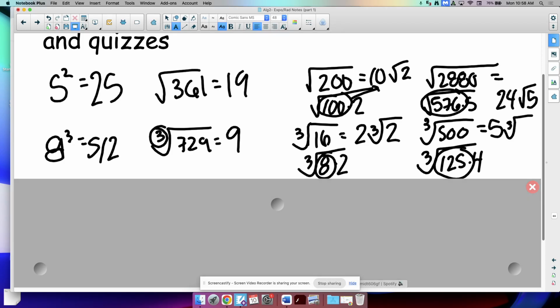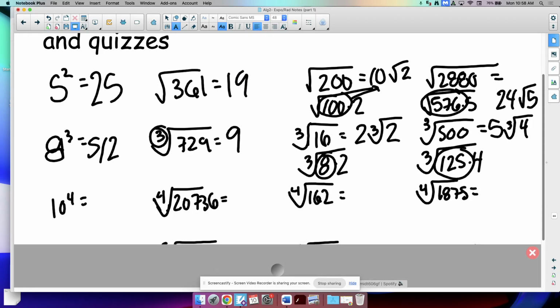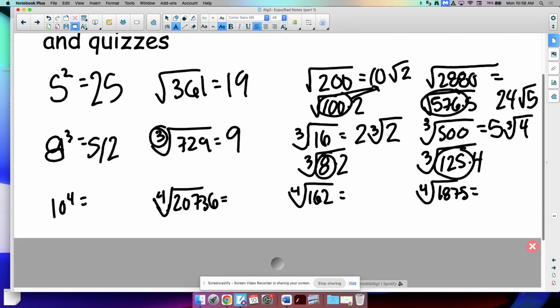That little 3 that's in the nook is just telling us what type of radical it is. What number is still stuck on the inside? 4. So because there's a 3 in the nook, it's a third root. So we have to look at powers of 3. Next one. Now what sort of powers are we looking at?